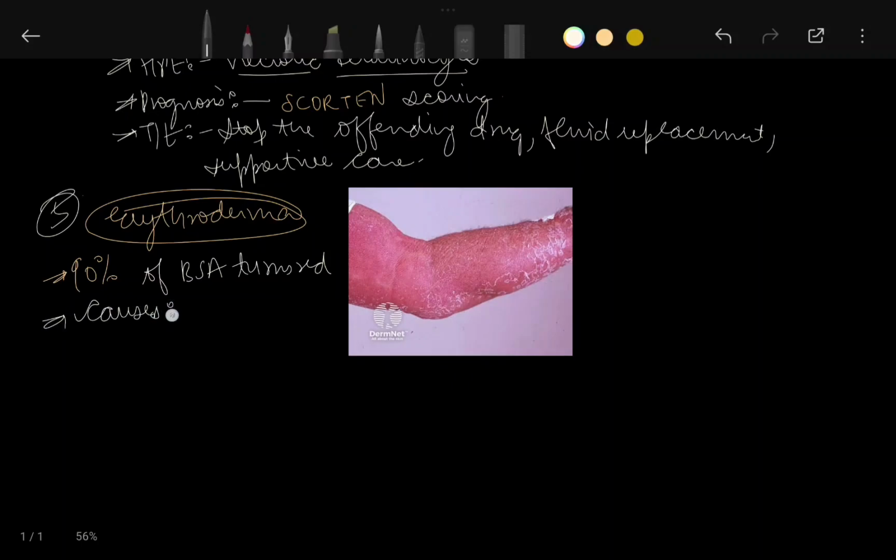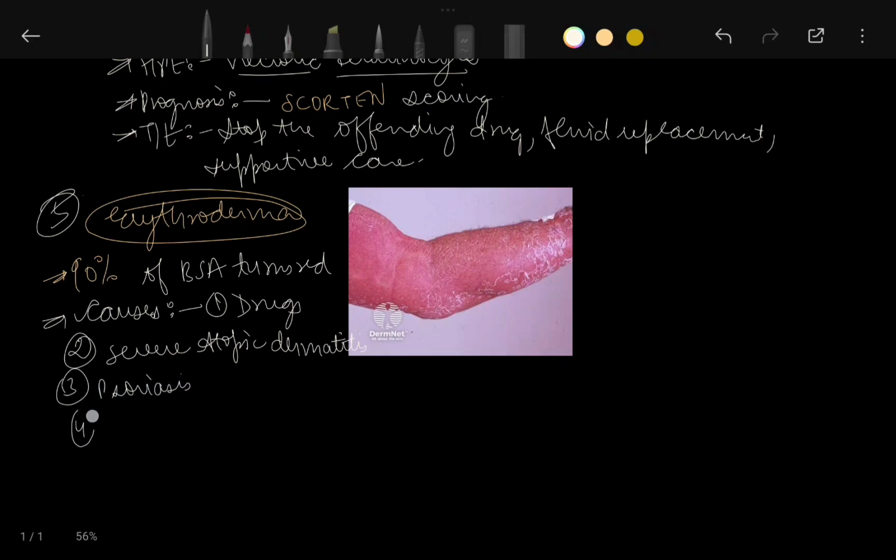Now what can be the causes? Obviously the first cause is always going to be any kind of drug reaction, then severe atopic dermatitis, psoriasis, or Sézary syndrome.